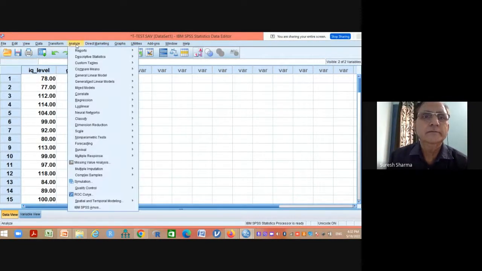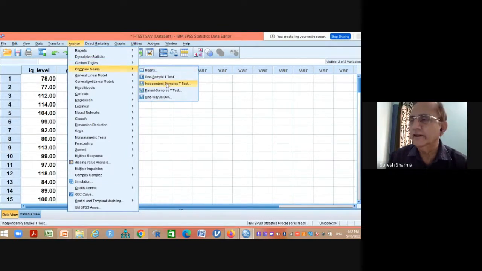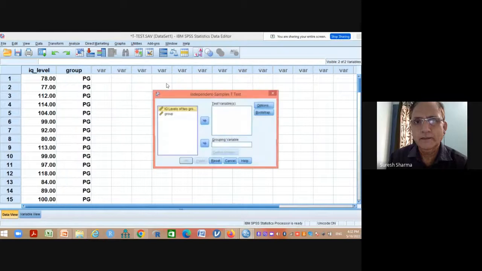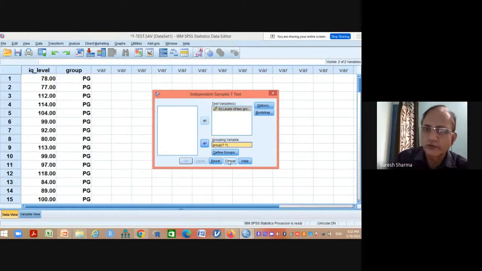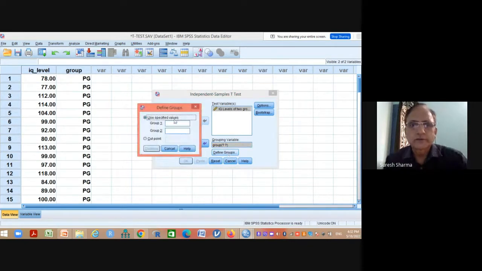Analysis, compare means, independent t-test. Test variable is your IQ. Grouping variable is this group variable. Now it says define groups. Define groups means define your levels of groups, PG and UG. This is what we mean by this. So group 1 is 1, group 2 is 2.